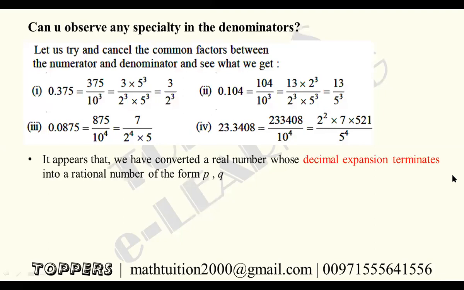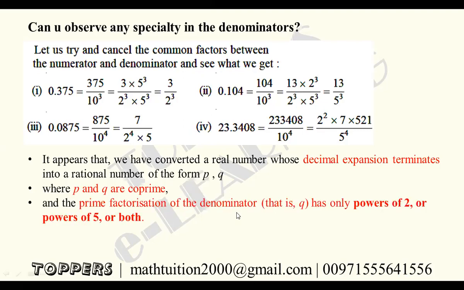See, if you check the denominators, it appears that we have converted a real number whose decimal expansion terminates into a rational number of the form p by q, where p and q are co-primes. We made them into simplest form. And the prime factorization of the denominator, that is q, has only power of 2 or power of 5 or both. See, that is a speciality we can observe.